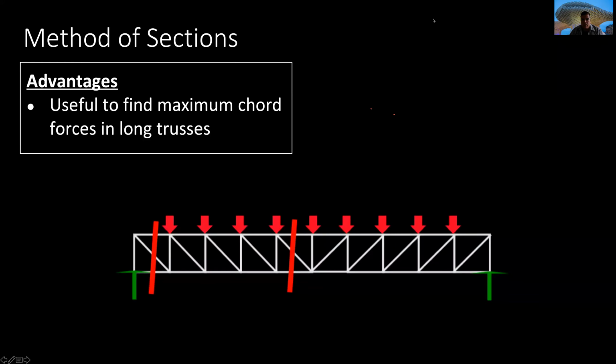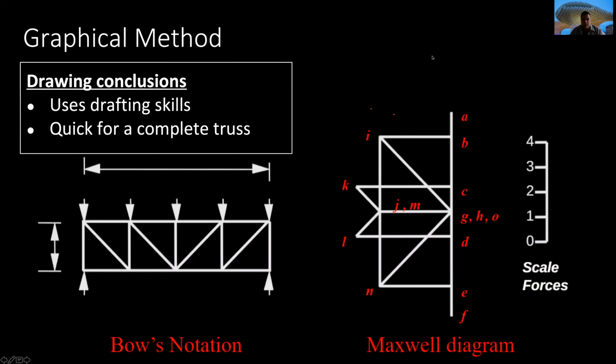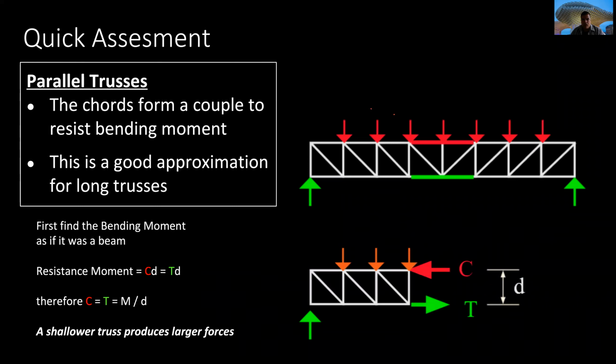Well, many of you will be able to do it and work with them, but I do prefer the graphical method. And the graphical method is a method that allows you to calculate all this information very easily. In order to work with the graphic method, we need to use the Bow notation and draw what is called a Maxwell diagram. And that will allow us to calculate exactly what is the force that each one of the elements is supporting.